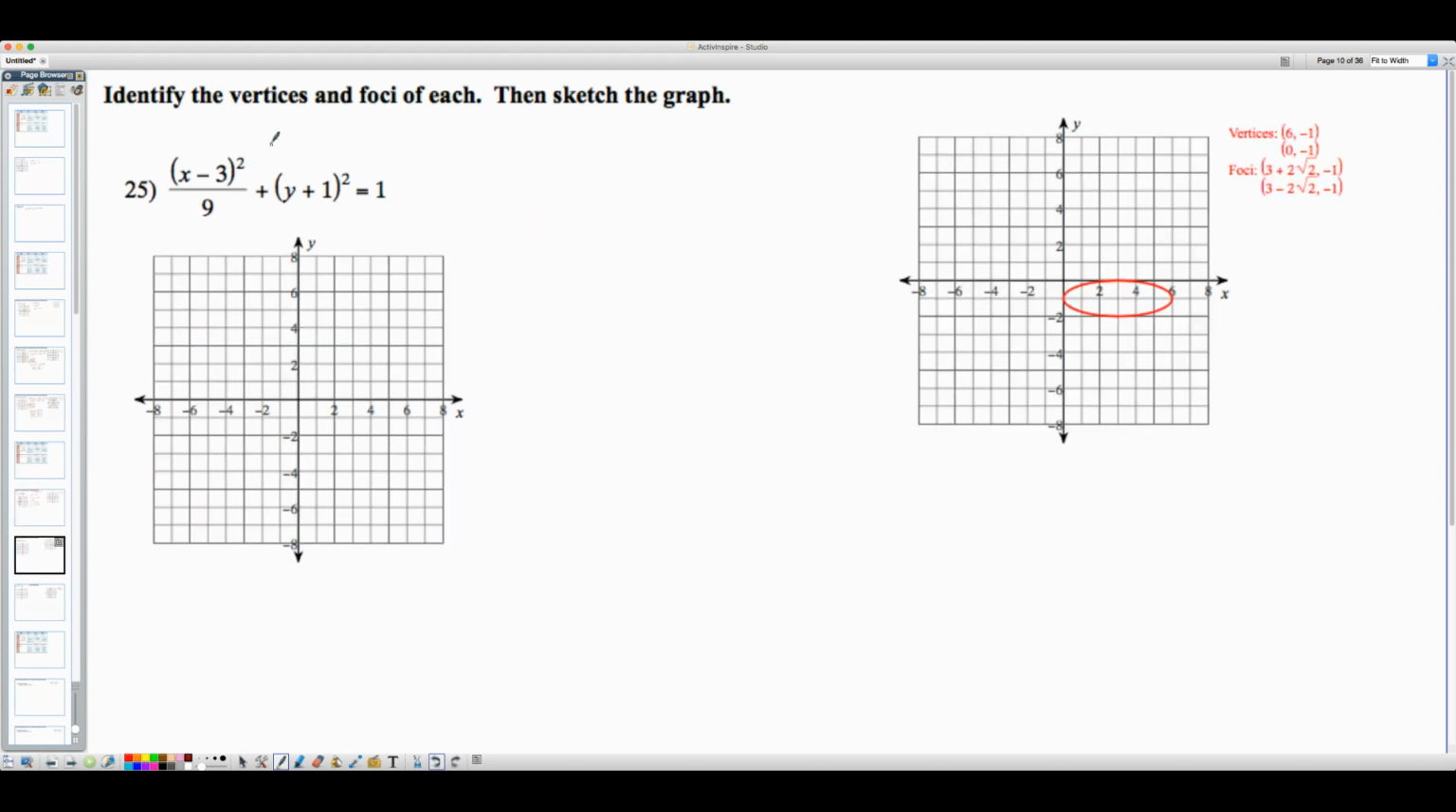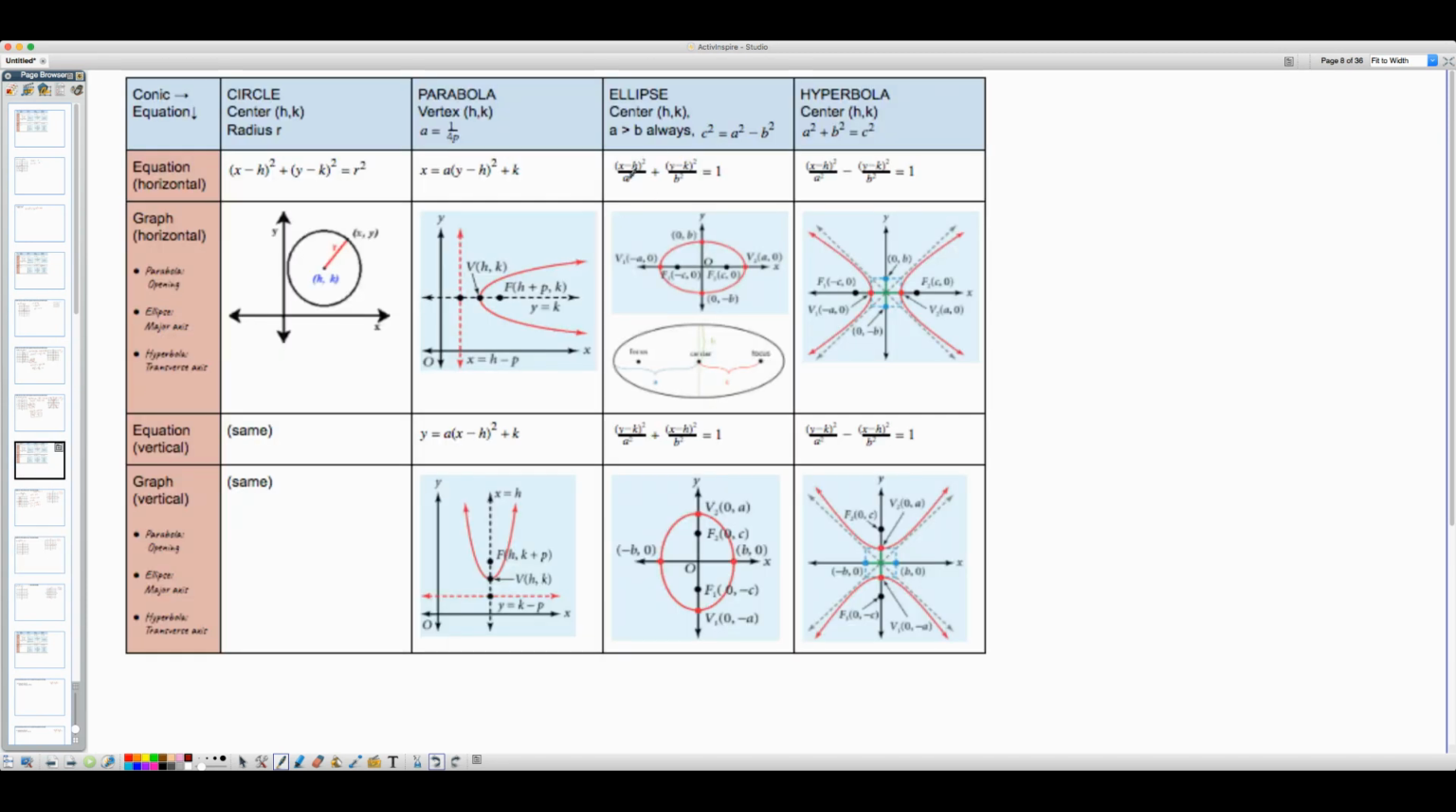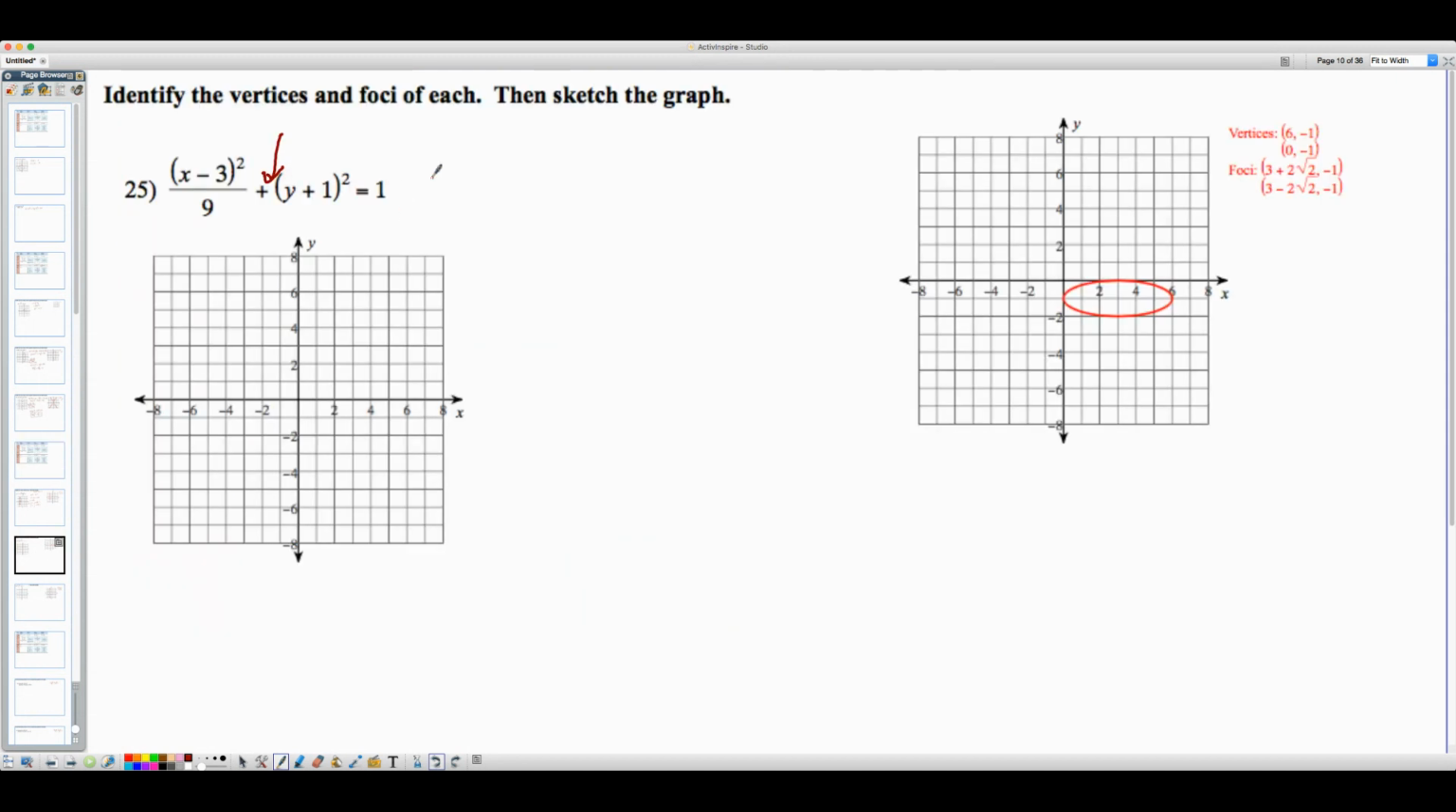Here we have an ellipse. It's got a plus sign in between. I notice that the larger number is underneath the x, and in my formula, when the larger number, a, which is always greater than b, is underneath the x, I know that this is going to be a horizontal orientation. So my h, k, the center of my graph, is going to be at 3, comma, negative 1. My a value is going to be larger than the b. A is equal to 3, and b is equal to 1.